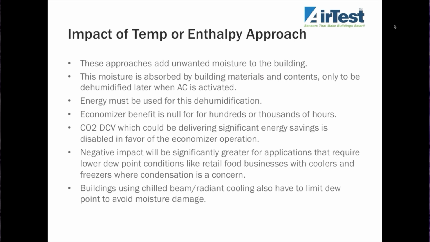So the impact of really the temperature enthalpy approach is that they can introduce unwanted moisture in the buildings. That moisture is absorbed by the building materials, taken out later when the AC is active. Energy has to be used for this dehumidification, and the economizer benefit is really null for hundreds or in some cases thousands of hours each year when CO2 DCV could be delivering significant energy savings. The negative impacts will be significantly greater, as I mentioned, for areas that require low dew point conditions like retail stores that have food storage in it. Also, the other area that's of concern is buildings using chilled beam or radiant cooling type applications.